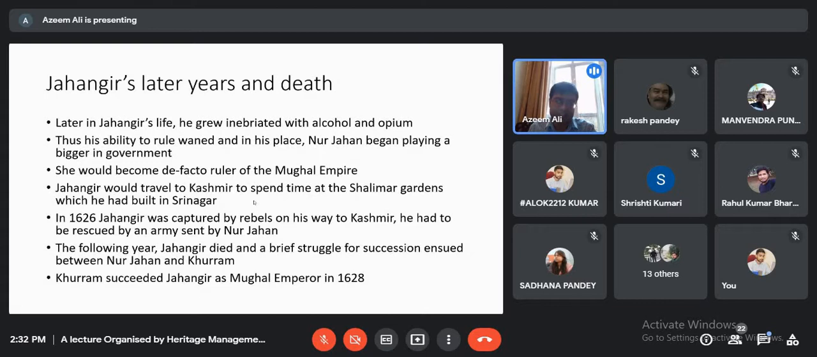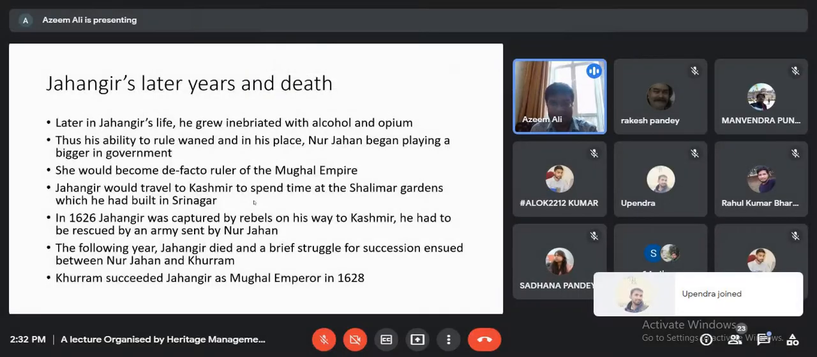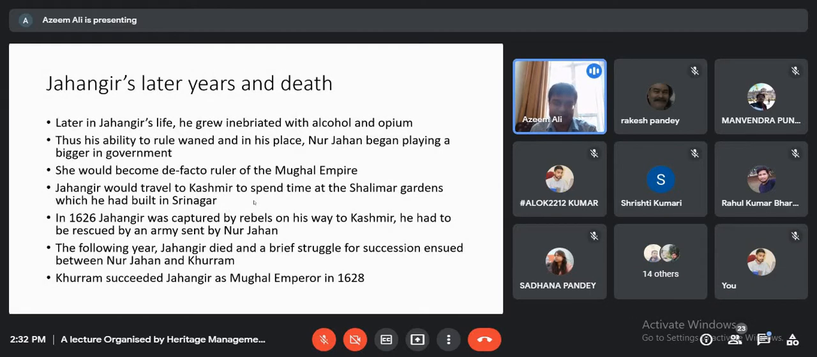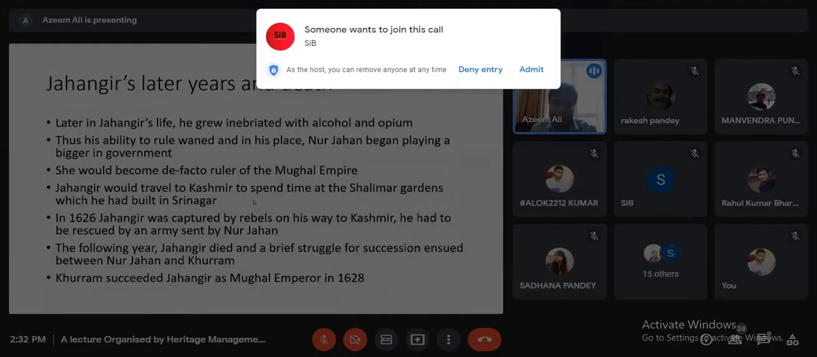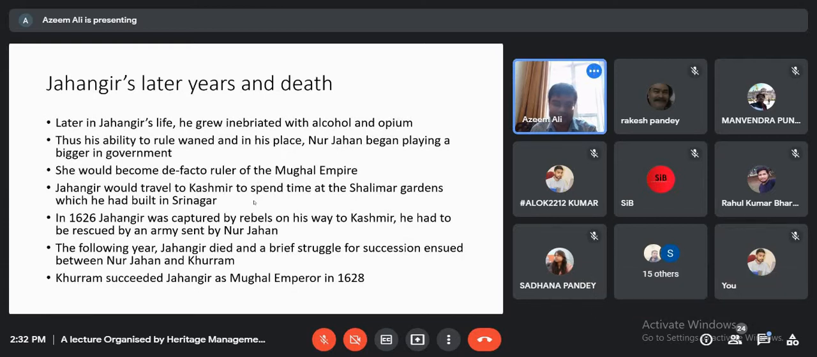And Jahangir would spend much time traveling to Kashmir to spend time at the famous Shalimar Gardens, which he built in Srinagar. In 1626, Jahangir was captured by rebels on his way to Kashmir, and he had to be rescued by an army sent by Nur Jahan. The following year, Jahangir died, and a brief struggle for succession ensued between Nur Jahan and Khurram. Khurram would emerge victorious, and he succeeded Jahangir as Mughal Emperor in 1628.